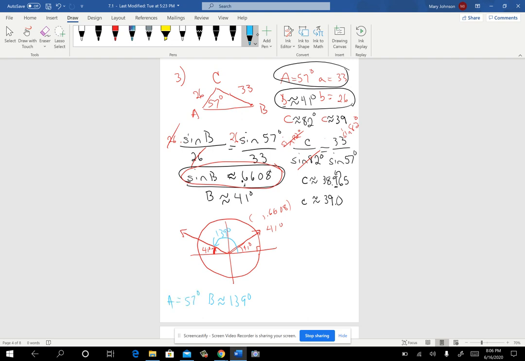Could B really be 139? Do you see how the 139 and the 57 would be more than 180, it'd be 196 degrees. That's too much. So the 139 is really not a possible case. So you only have one possible case, and it's this right here is the final solution, okay? B can only be 41. It can't be the 139 because then you'd have 139 and 57 being more than 180.